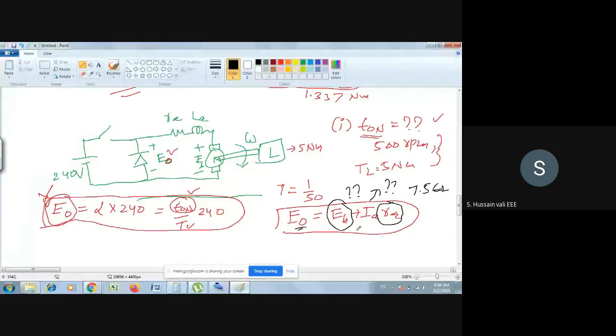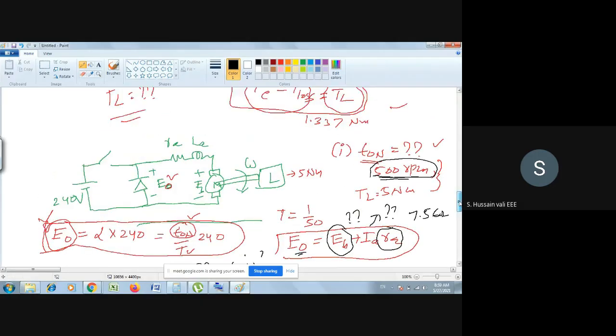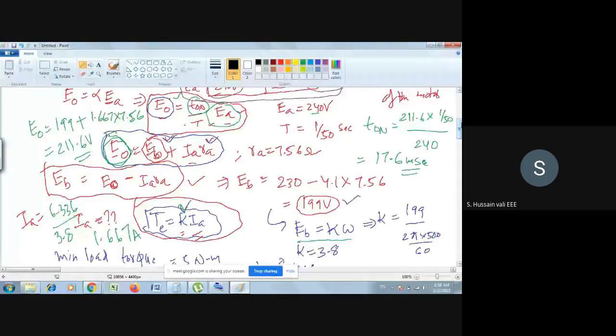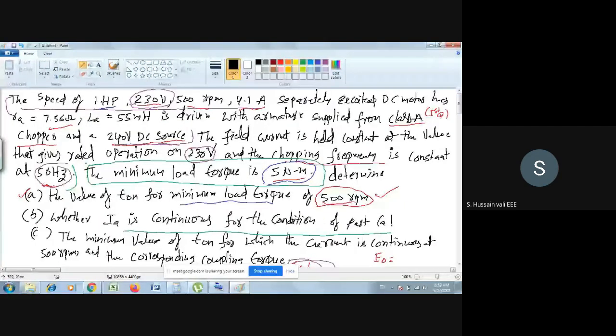RA already we know. Then EB, how to find out EB? What is EB? EB is the back EMF. EB depends upon the speed. Now, at which speed is he asking the question? He's asking at 500 RPM. So EB also you have to find out at 500 RPM. But if you see the data in the question, what is the rated speed he has given? The rated speed is also 500 RPM. So the actual question is also at 500 RPM, and the rated speed is also 500 RPM.